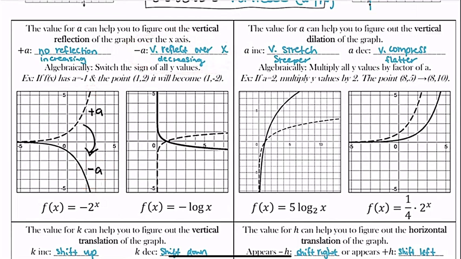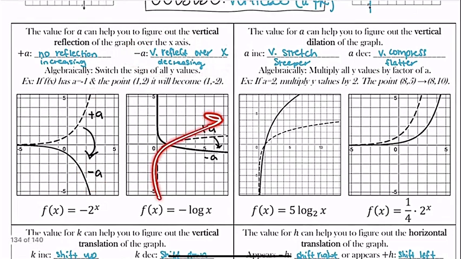You can also see that reflected here on the log graph. This is a log graph with a positive A, and then it flips over to this graph here with a negative A. So it was increasing like this, and now it's decreasing like that. And you can see that right here. This is our negative A out here in front.